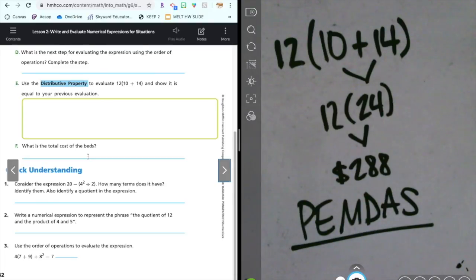All right, so now is time to do check your understanding on the HMH, or you can log in and do it. Just to check your understanding for right now.